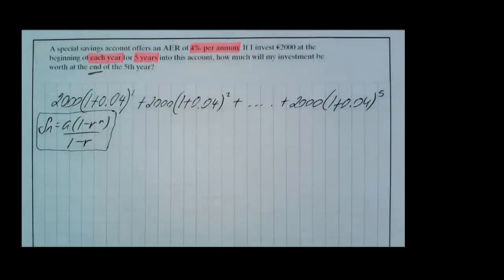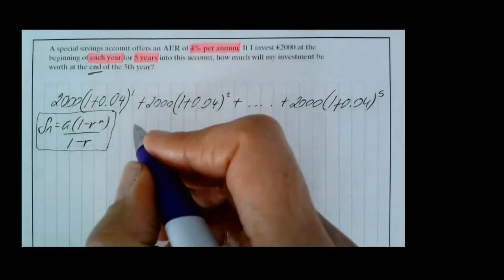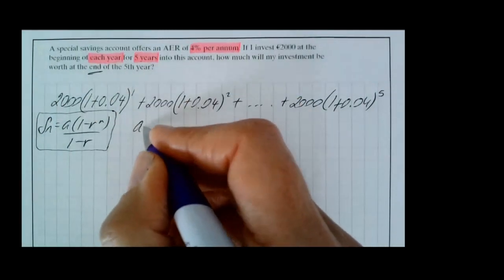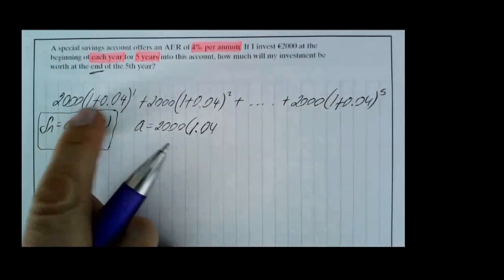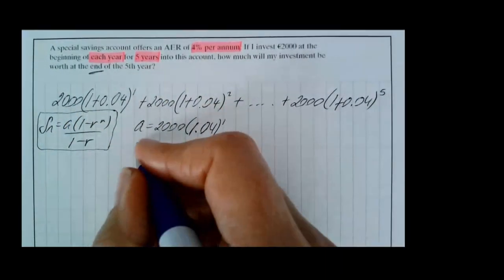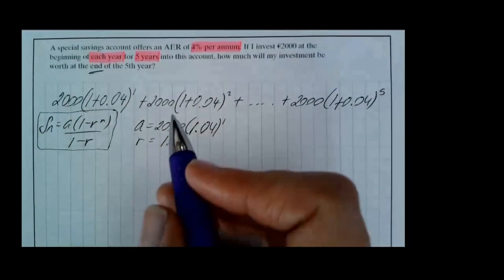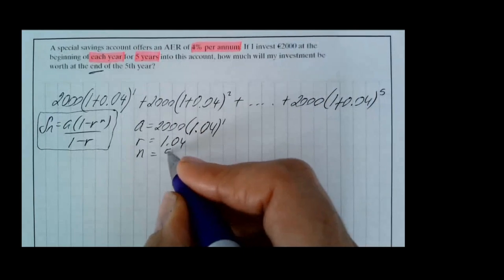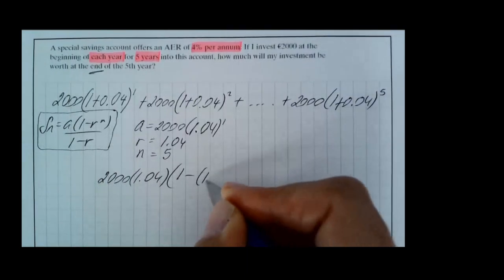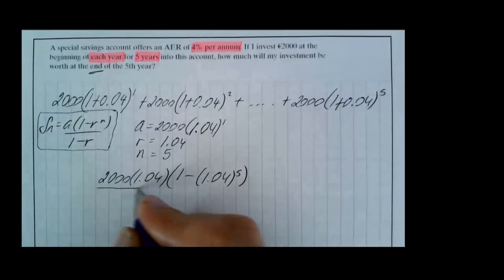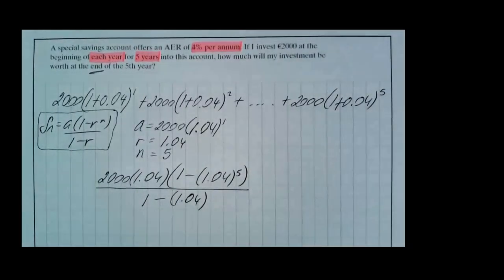So again, we're going to use our geometric series formula because we want to add all these terms up. So we want the sum of the series formula, and our A, of course, is equal to 2,000 times 1.04, to the power of 1. Our common ratio, we are multiplying by the 1.04 each time. And the number of terms is 5. So A, 1 minus the common ratio to the power of 5. Watch your brackets. 1 minus and the common ratio underneath, 1.04.